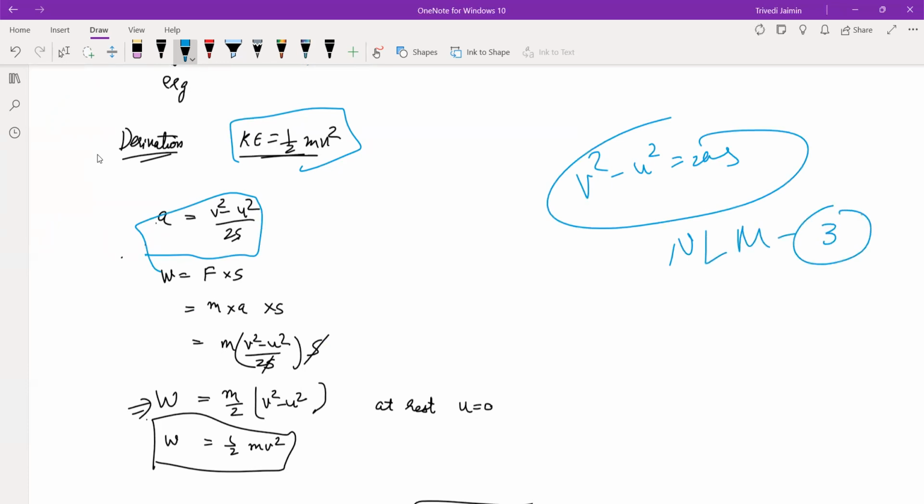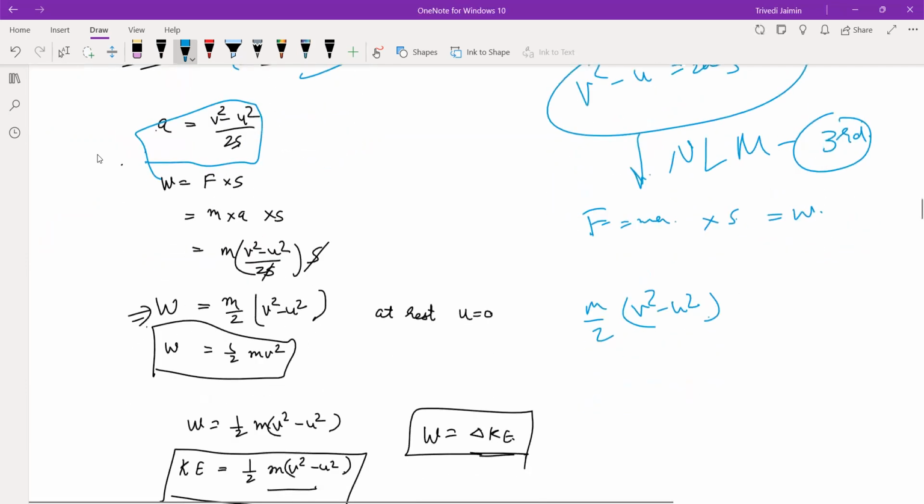Third equation, Newton's law of motion. So force equals mass into acceleration, and force into displacement will give you work done. Acceleration we derived, we just substituted with this value here. Then displacement cancels, and we are left with m by 2 into v square minus u square.